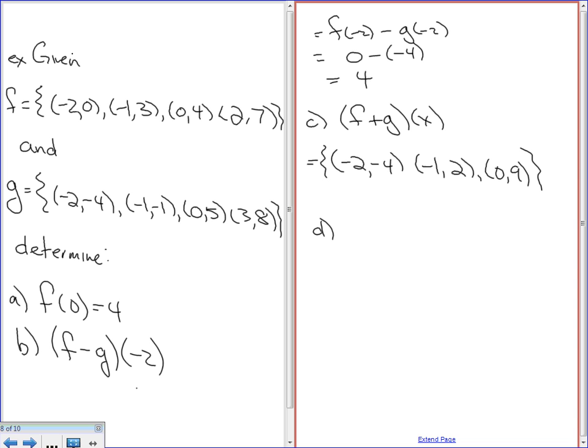So just do whatever the question's asking you. If it asks you f times g, then you keep the x value the same, and you just multiply the y values. So (-2, 0) times -4 gives 0. (-1, 3) times -1 gives -3. (0, 4) times 5 gives 20. Those would be the 3 points that make up the function f times g.